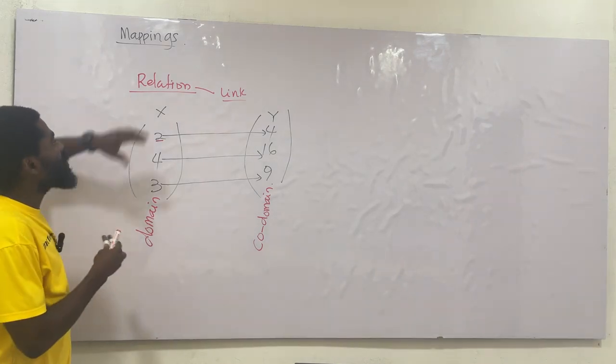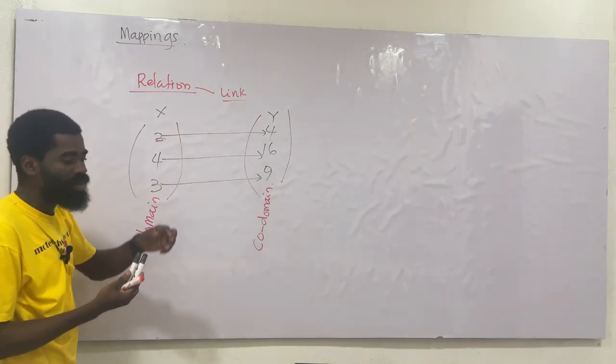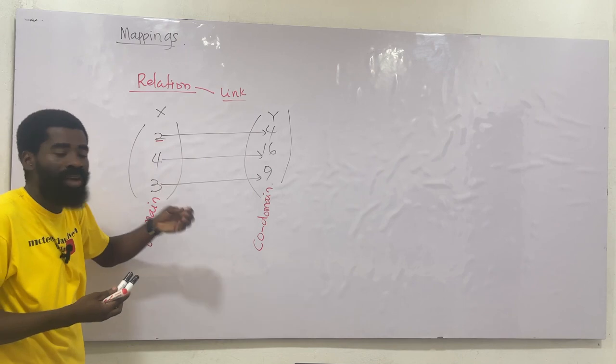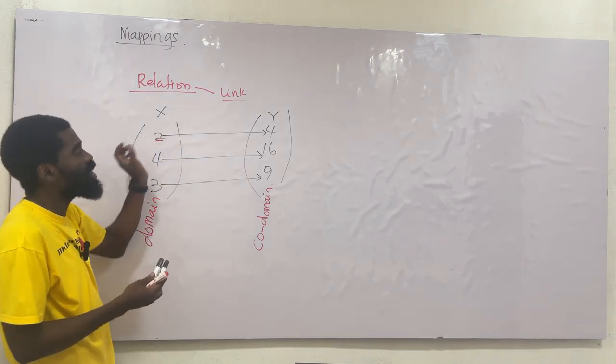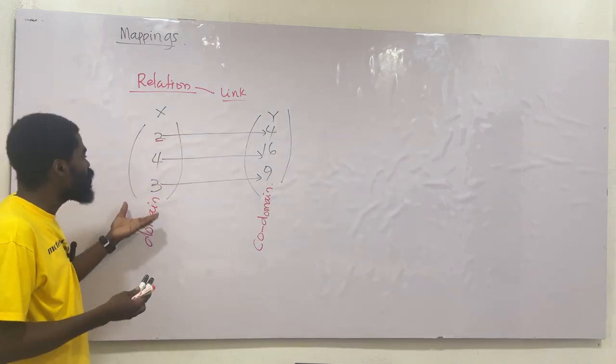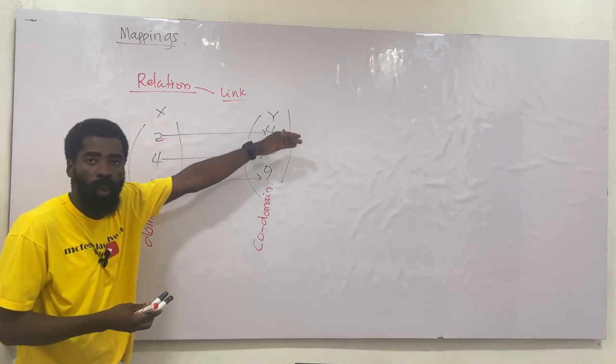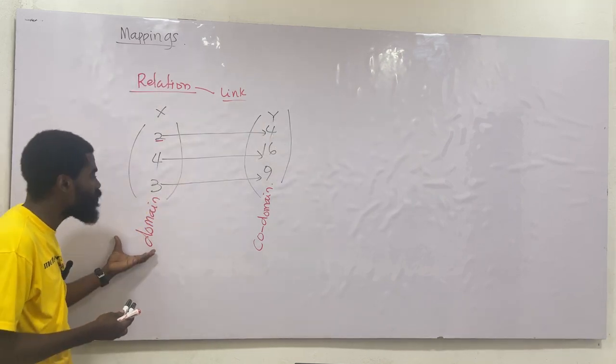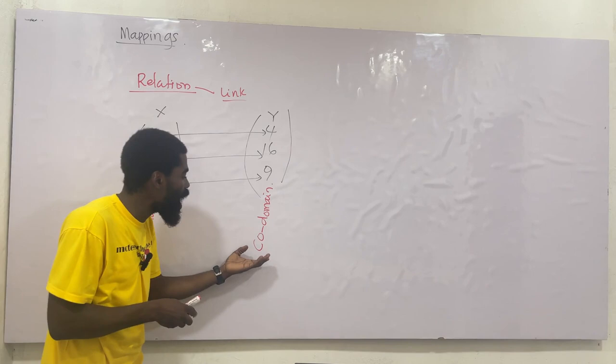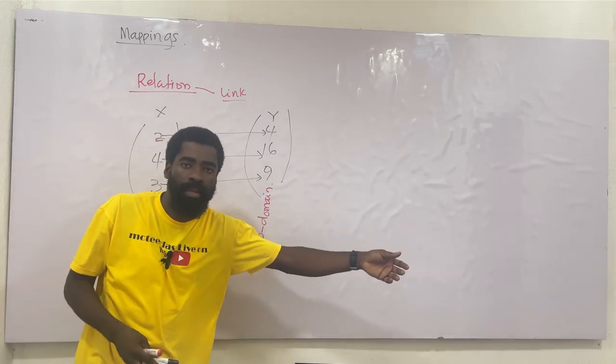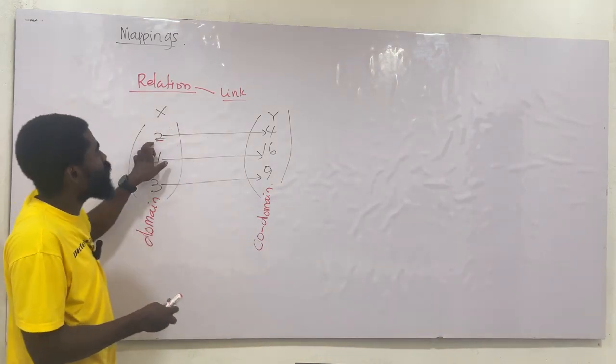Mappings have their roots in what? Relations. And for relations, what do we have? Relation simply means a connection, association, or a link between two sets. And I have two sets here, a set X and a set what? Y. I said the members of X are referred to as what? The domain. That of Y are referred to as what? The codomain.